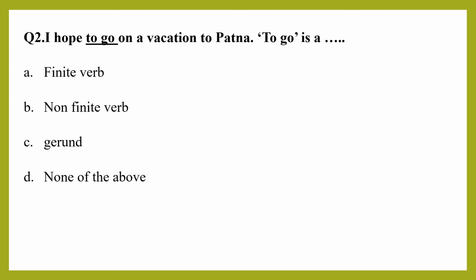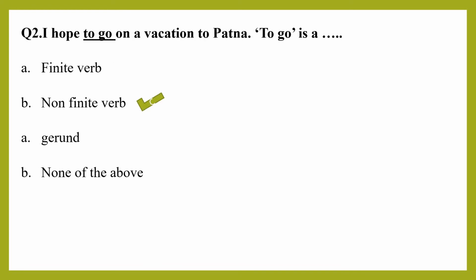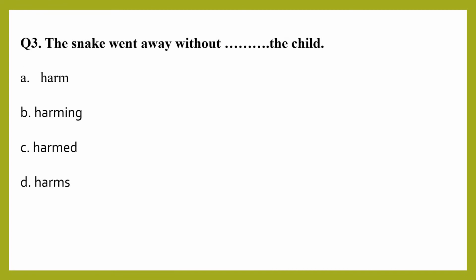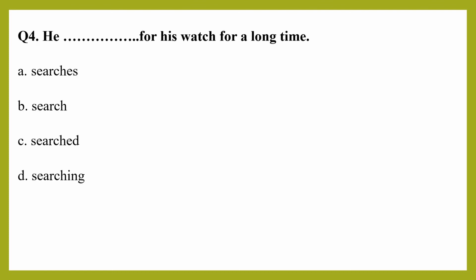Next is, "I hope you go on a vacation to Patna." To go is a dash. Options are finite verb, non-finite verb, gerund or none of the above. The correct answer is non-finite verb. Next is, "The snake went away without dash the child." Options are harm, harming, harmed or harms. The correct answer is harming. Question number 4 is, "He dashed for his watch for a long time." Options are searches, search, searched or searching. The correct answer is searched.